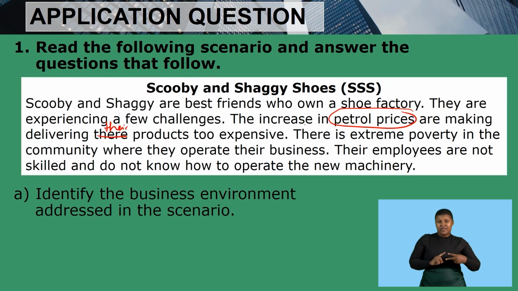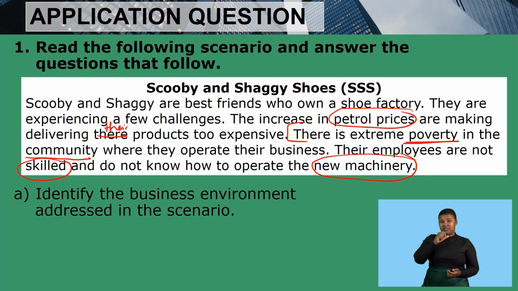The second sentence then continues to refer to the poverty in the community. Poverty, of course, being a socio-economic issue. And the last sentence then states their employees are not skilled and don't know how to operate the new machinery, which can be seen as technological issues. So then we can conclude that economic, social, and technological, of course, components, and the answer of components of the macro environment. So our answer then will be macro environment.